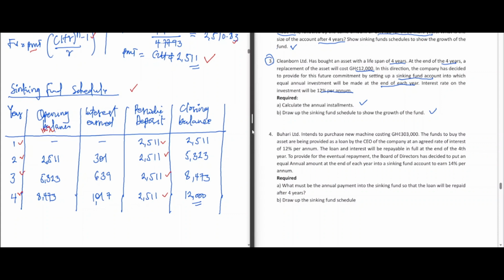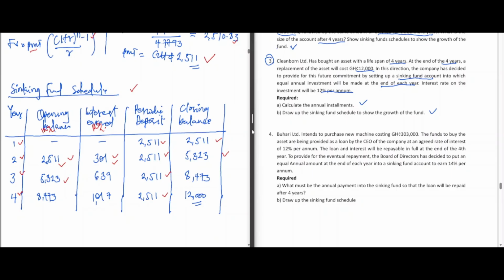So at the end of year 1, we are making a deposit of 2,511 Ghana cedis, which will become the closing balance. So this 2,511 Ghana cedis will now become the opening balance for year 2. So we now calculate our interest of 12% on it. When you calculate 12% on 2,511, you get an interest of 301. Then we've already made a deposit of 2,511 for year 2. So when we add 2,511 plus 301 plus 2,511, we get our final value of 5,323 Ghana cedis.